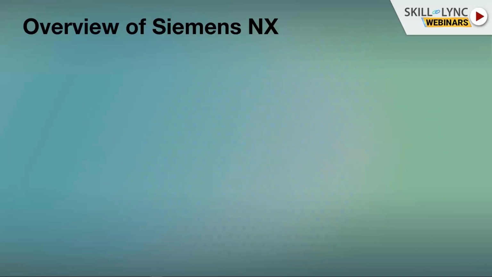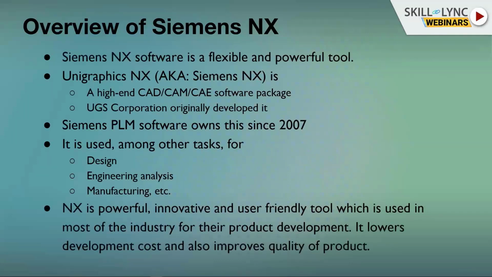And next, I will go through the overview of Siemens NX. What exactly is Siemens NX and what are its applications? Siemens NX is a flexible and powerful design software, and it is used in many industries, from small scale to big scale. Initially, it was known as Unigraphics NX, and after the takeover by Siemens, it was converted into Siemens NX, but the NX remains the same. It is generally called Siemens Next Generation. So that's the reason it's called Siemens NX.